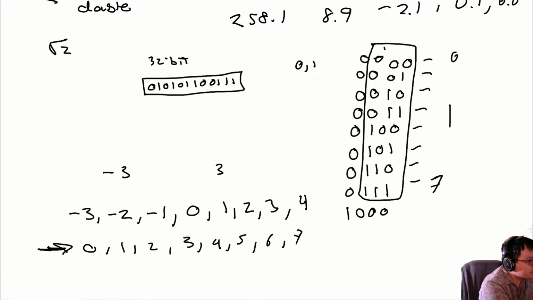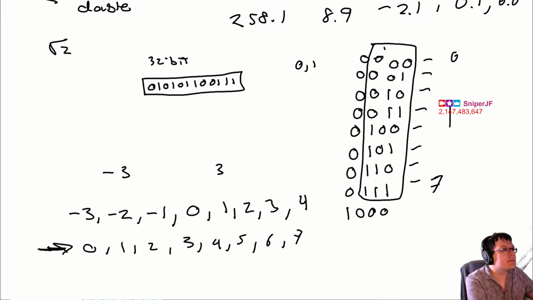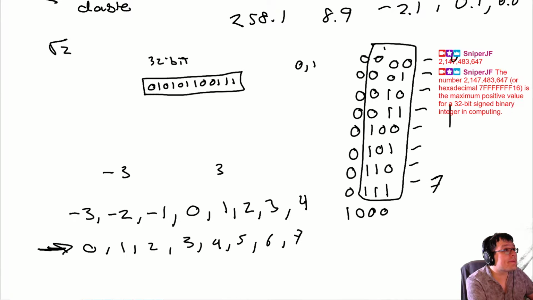Int largest digit. Yeah, here we go. So I'll post it on Twitch. That's the biggest number. In fact, here's a description. It is the maximum positive value for a 32-bit signed binary integer.